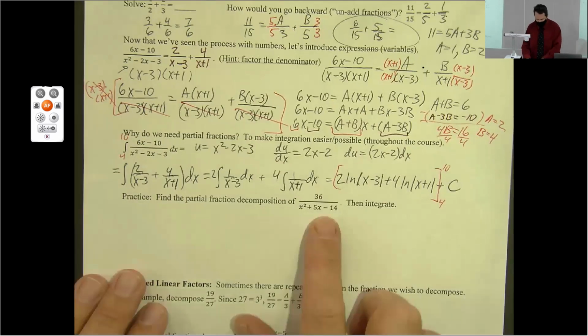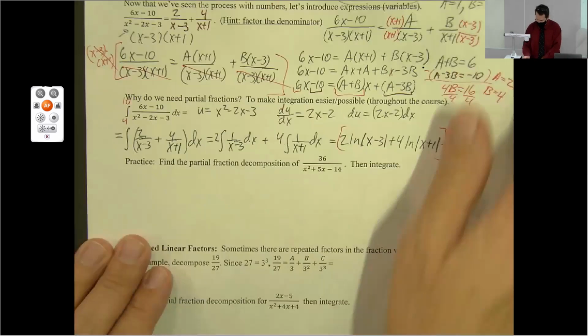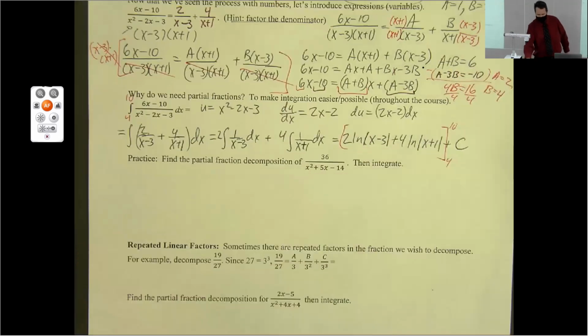All right. Okay, so let's see if you've got this. Let me give you a practice problem in a couple minutes to work on. So x squared plus 5x minus 14. I hope.